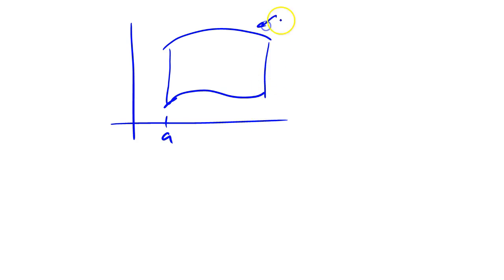It's bounded above by a curve y equals f of x, bounded below by the curve y equals g of x, bounded on the left by x equals a, and on the right by x equals b. Okay? And we want to find essentially the balance point. There's some spot in the middle where you could stand it on the head of a pin and it would balance.